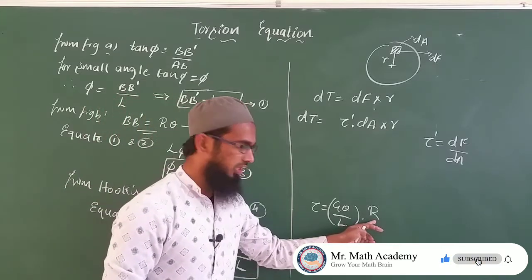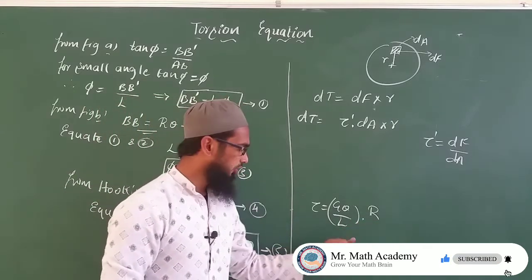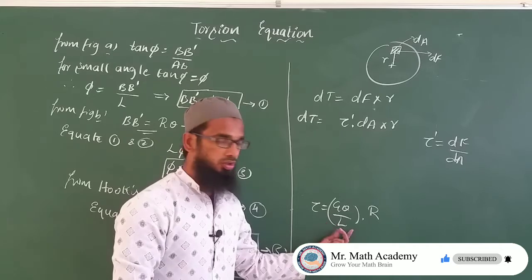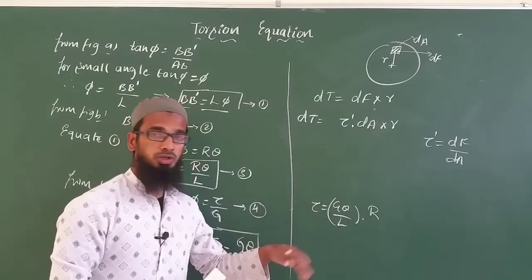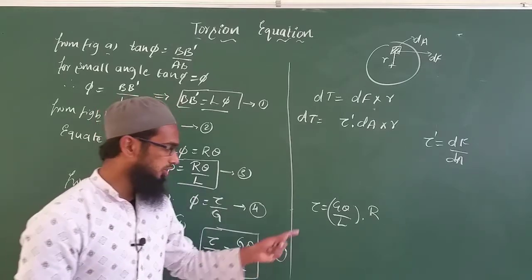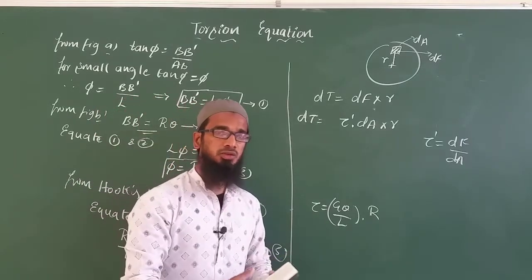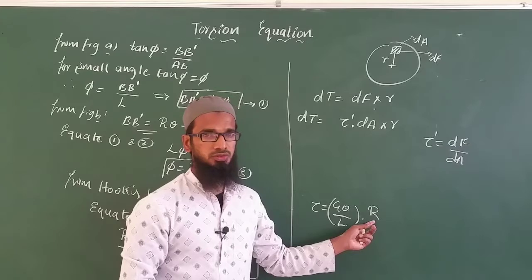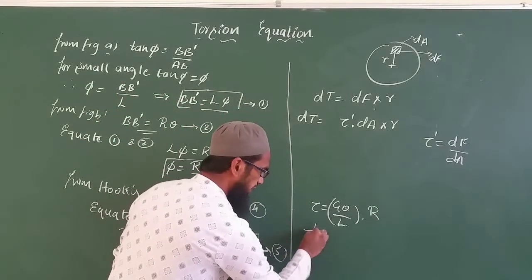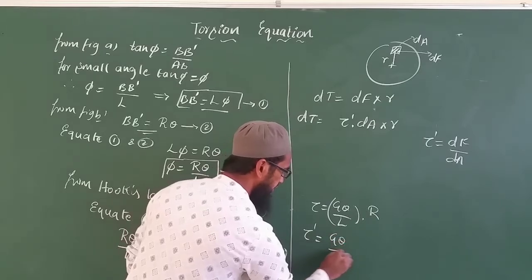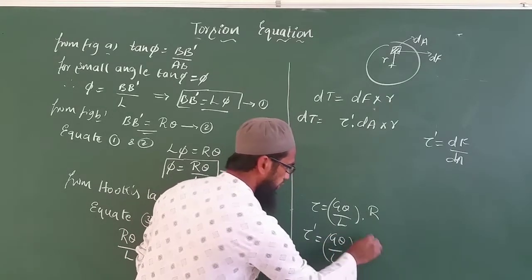Suppose I put r equal to 0, that is at the center, we can see the shear stress will be 0. Again, when the radius increases, the shear stress will also increase. This means the shear stress varies linearly with respect to the radius of the shaft. Therefore, this tau dash I can write as G theta by L into r.